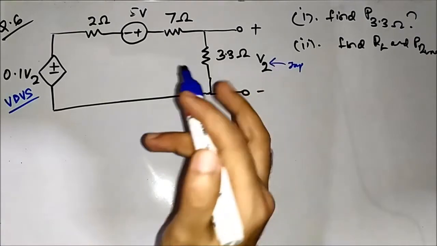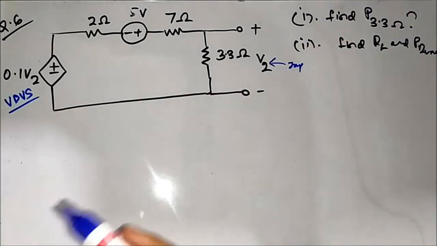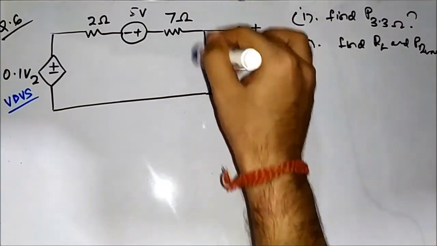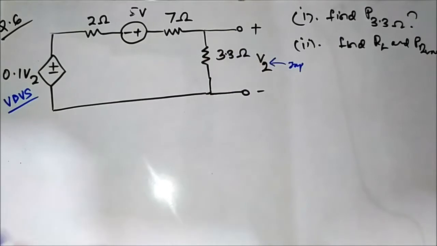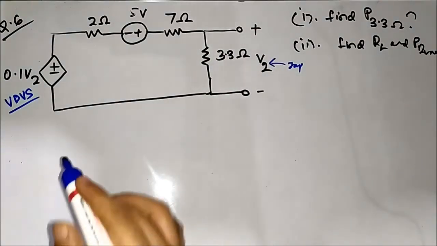So again, to solve these two questions, we have to use the Thevenin equivalent circuit approach. We have to find the Thevenin equivalent circuit across these 2 points, opening or removing this 3.3 ohm resistor. Okay, so let us do that. Let us redraw the circuit.